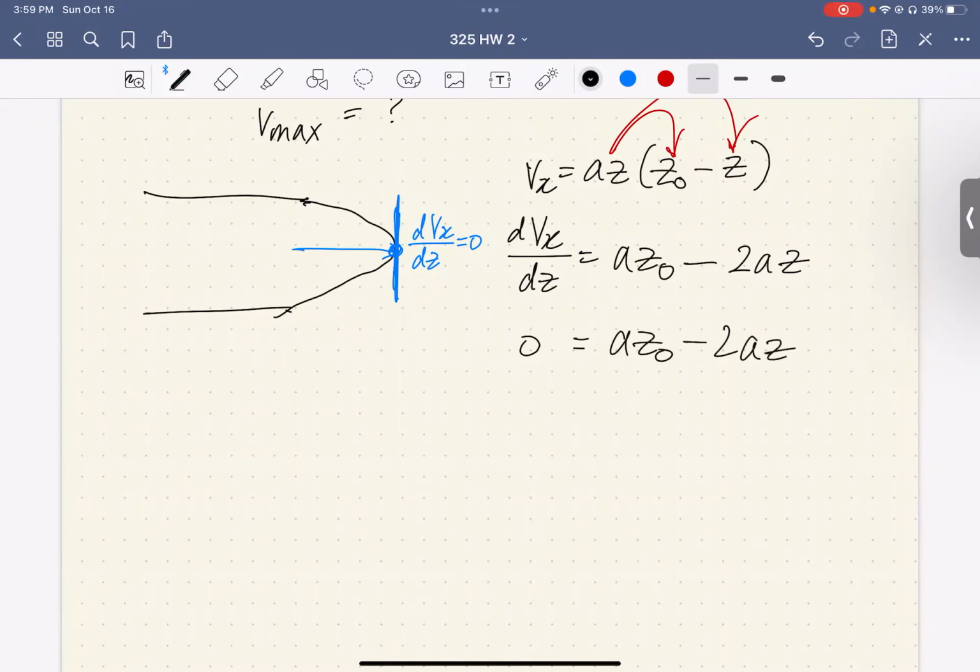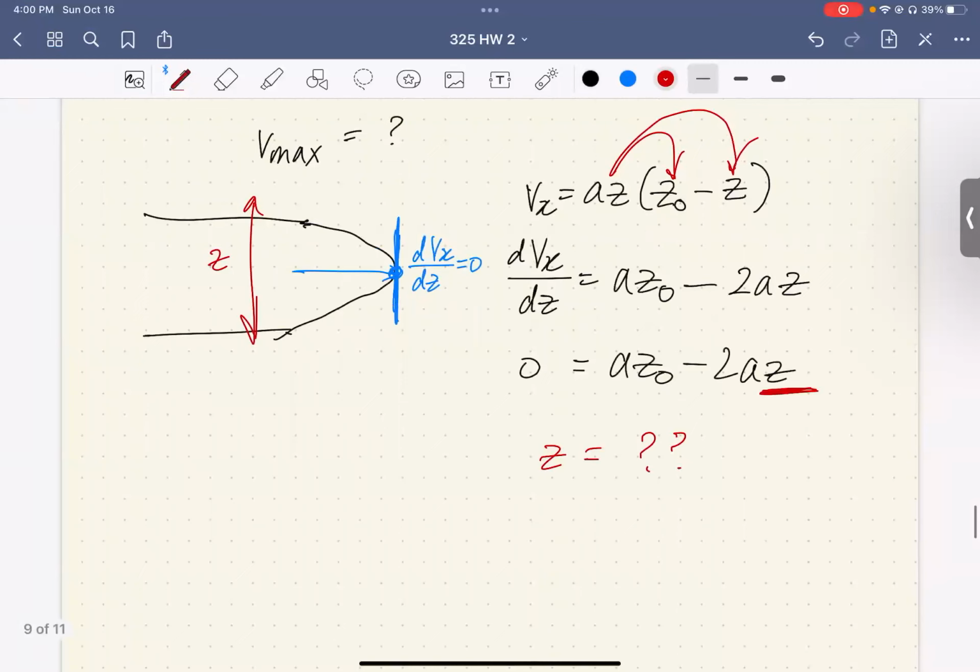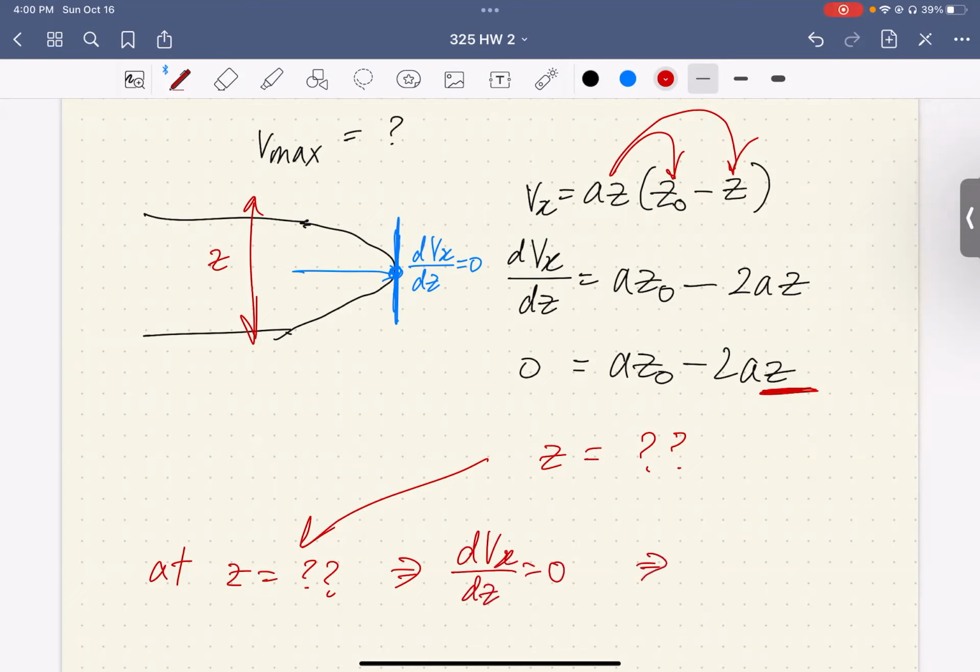So we know this. Now easily, we're just going to solve for z, because this will give us the z position where that slope is 0. So solve for z, and that gives you the position. At the z that you find, that is where dVx/dz is equal to 0, and that is where Vmax is found.